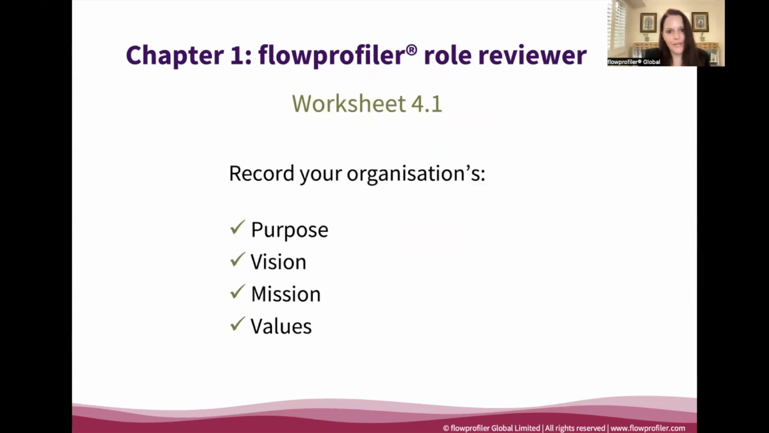Now, I'm going to invite you to download Worksheet 4.1 and just take a moment to get this information together in one place. So you may need to go and dig out some of the old vision documents that you may have set as part of your business plans, but very much articulating what is your organization's purpose, what is its vision, and what are its values. Now, I can already feel a couple of you going, eek, I have no idea. That's okay. I've got your back.